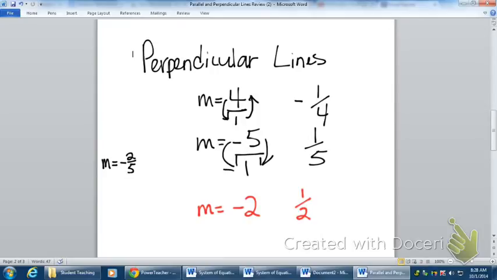Okay? What's the reciprocal of -2 over 5? 5 over 2.